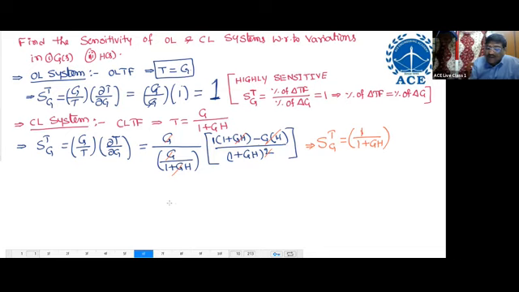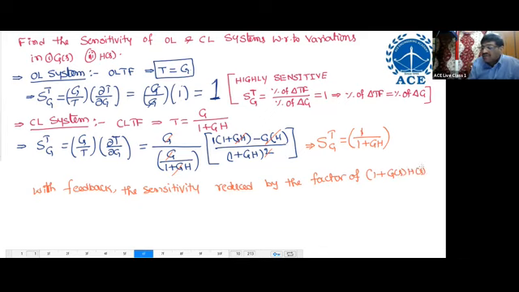So what I can say is, with feedback, the sensitivity is reduced by the factor of 1 plus G of S, H of S. So what I can conclude, one more thing here: open loop system is highly sensitive as compared to closed loop system.